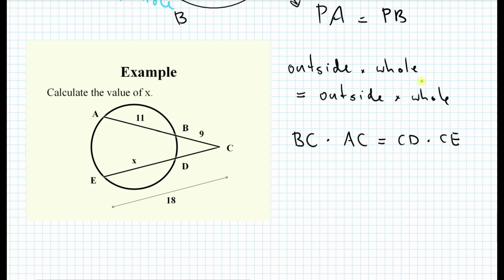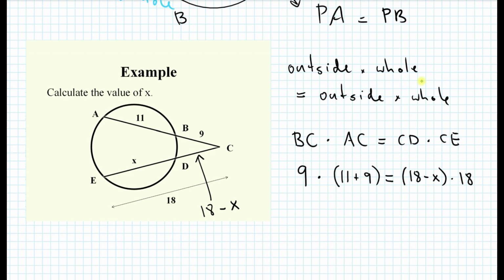So now all we need to do is substitute. BC is equal to 9. AC in this case now is going to be 11 plus 9, okay? So that's very important to add those two pieces, and that is equal to CD. So we know CD is what? Well, if you look at the picture, the entire segment CE is 18, so therefore this piece CD here is 18 minus x, okay? So we're going to write 18 minus x times CE, and we know that CE is equal to 18, okay?